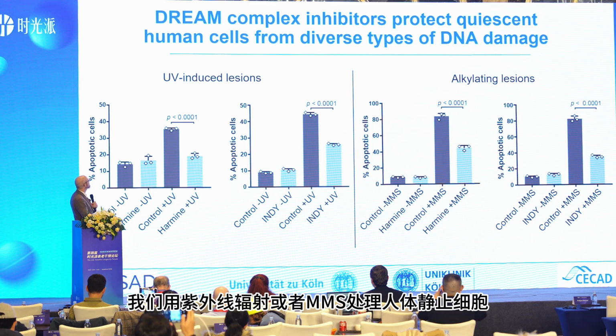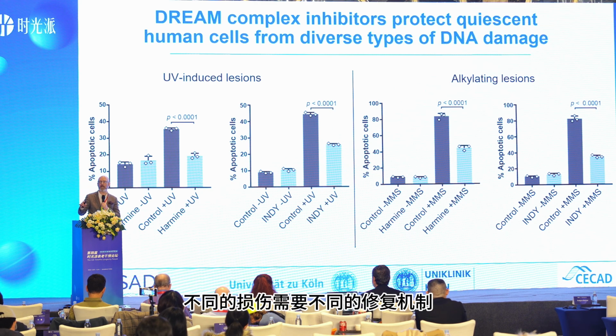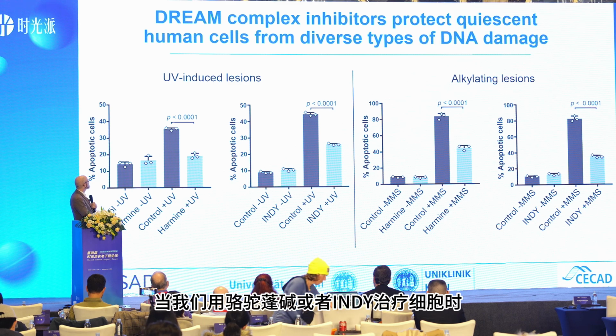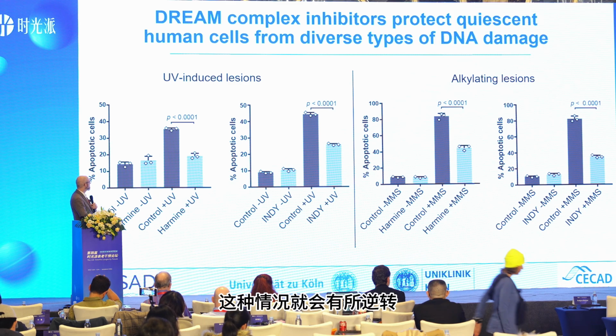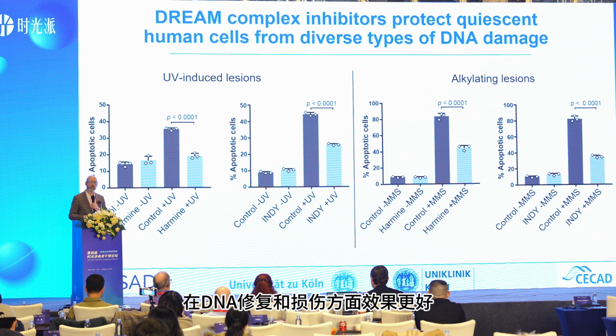So here we treat the quiescent human cells with UV lesions or with MMS to produce alkylating lesions, completely different lesion types requiring completely different repair mechanisms. We normally get a strong apoptotic response here with UV and MMS, and this is reverted when we treat the cells with either harmine or INDY, in both cases suggesting that indeed this de-repression of DNA repair genes leads to better DNA repair and DNA damage resistance.